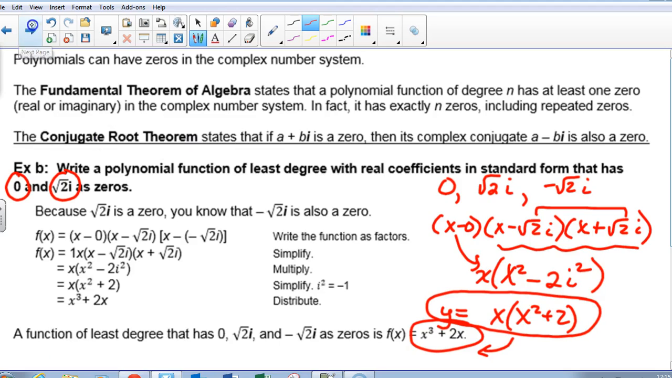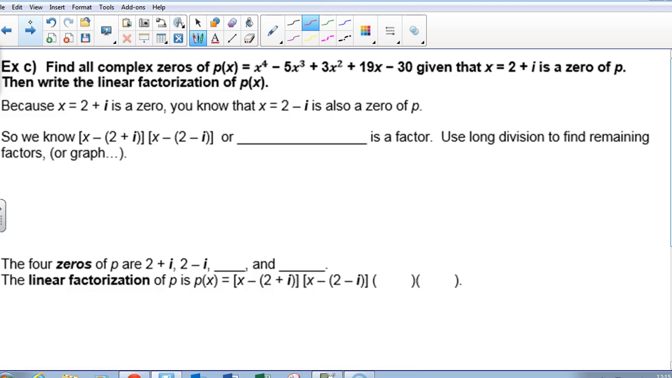All right. I'm going to do this one 2 different ways. And I'm going to teach you a trick. And it's not on your notes, so you're going to want to make a note of this in a minute. All right, it says find all complex zeros of this lovely polynomial given that 2 plus i is a 0. All right, if 2 plus i is a 0, what else has to be a 0?